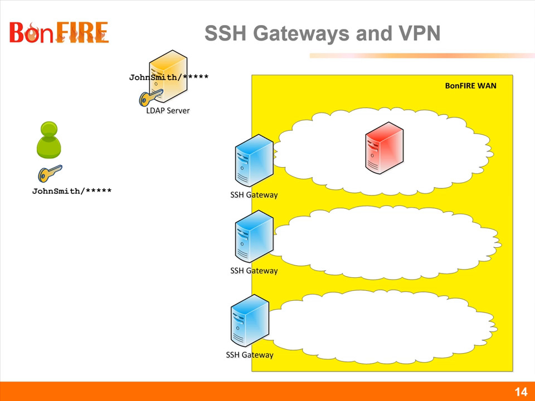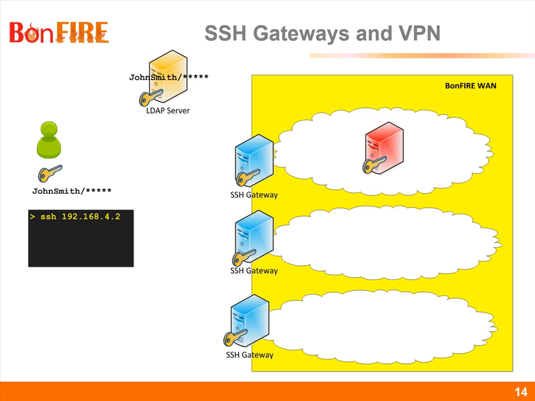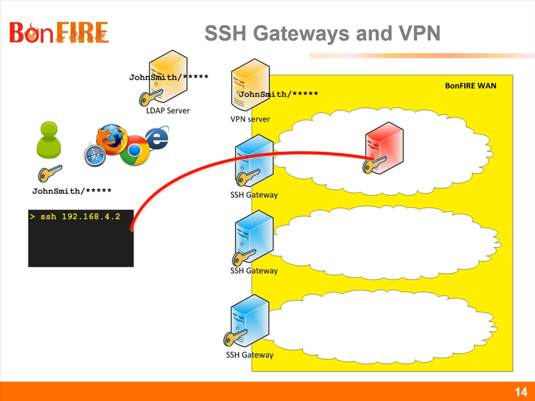These SSH gateways are automatically populated with your public key from the BonFIRE LDAP after you upload it to the portal once. And when the VM is created for user John Smith, the public key is also inserted into the VMs, which means that they can then do an SSH from outside BonFIRE, go through the SSH gateway, and end up on their VM using the credentials of the private key that corresponds to that public key. In addition to that, we have a VPN server, which also knows about user John Smith, and you can use that so as to access services running on your VM through your browser from outside.